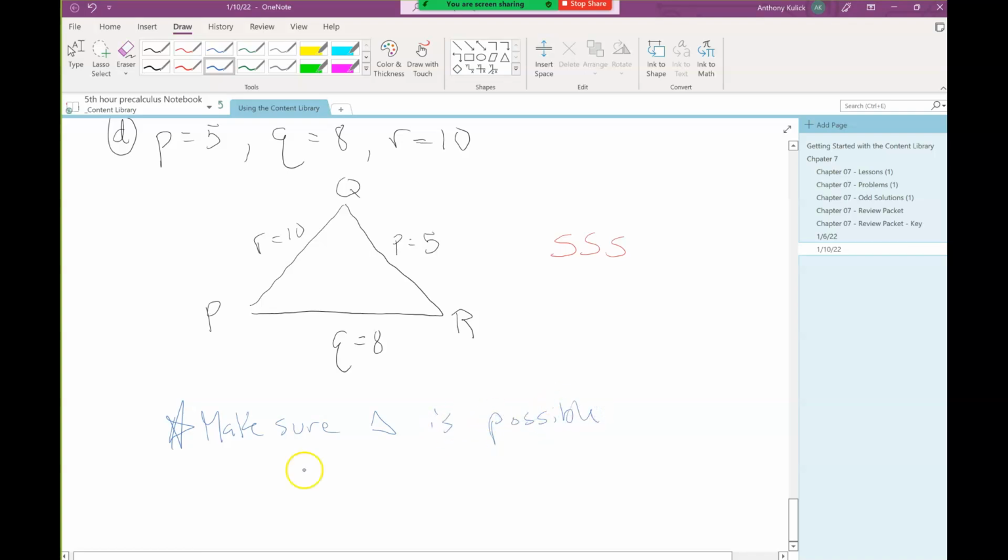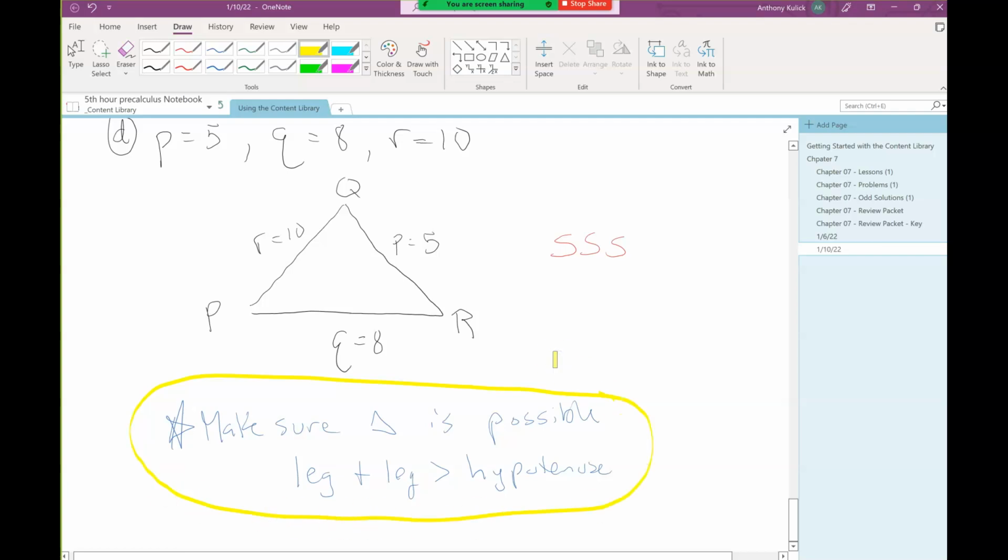No, that's okay. It's that the sum of the legs has to be greater than the hypotenuse. But Mr. Kulik, how do I know which side is the hypotenuse? Dude, it's the longest one. So, 8 plus 5 is 13. That is indeed bigger than 10. So we're good. We've got ourselves a triangle.